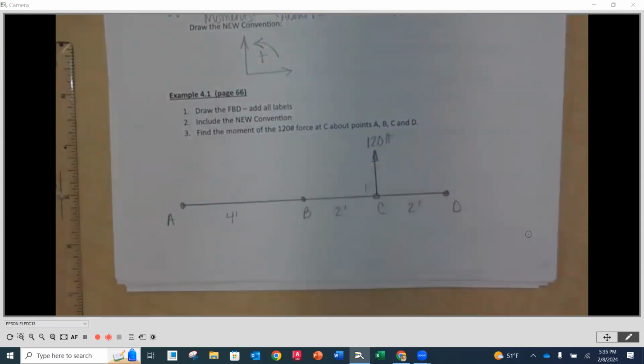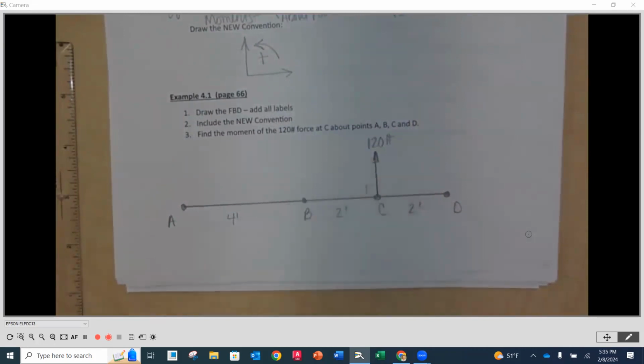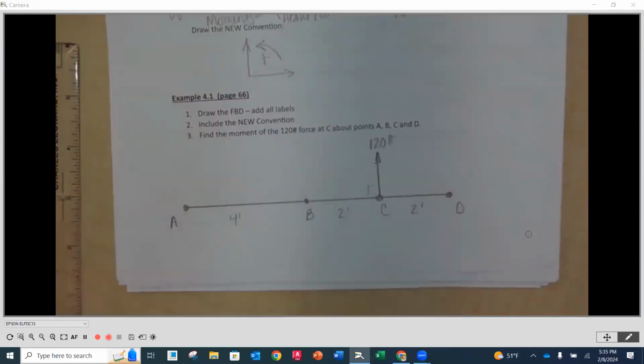With an arrowhead, remember, from here on out, we're going to have a lot of forces in statics, strength, and materials. They all need arrowheads, so make sure you're putting those on. And then labeled as 120 pounds, units need to be in there. So that was draw the free body diagram, add all labels.